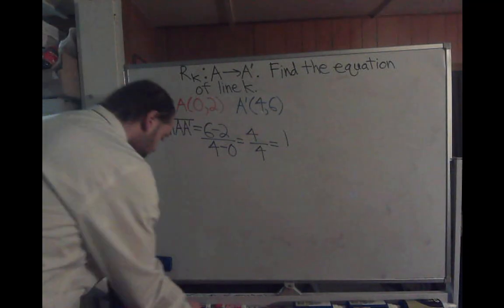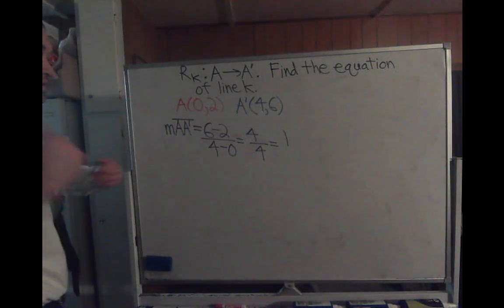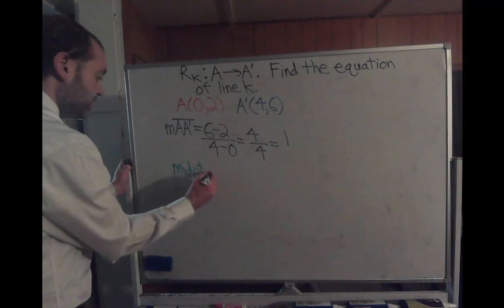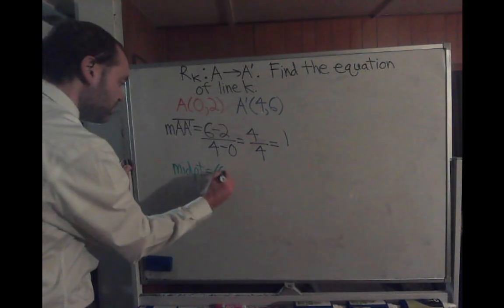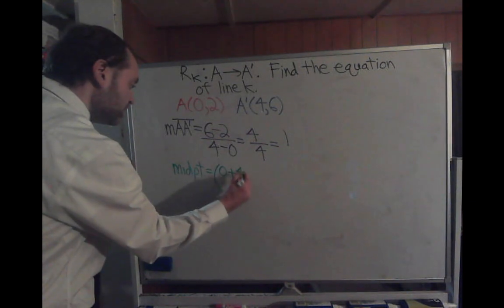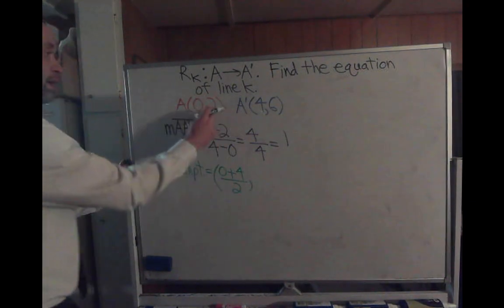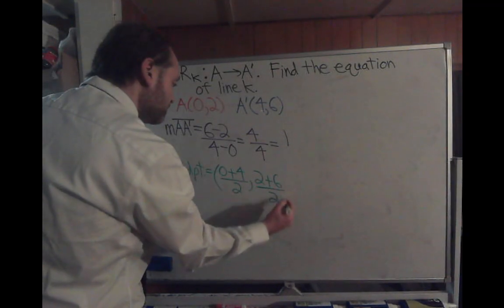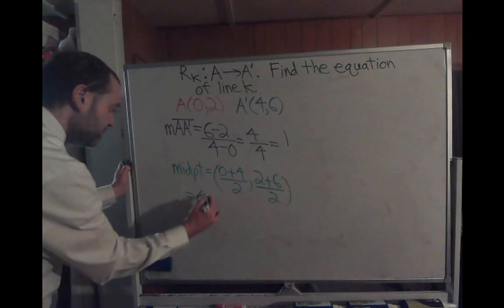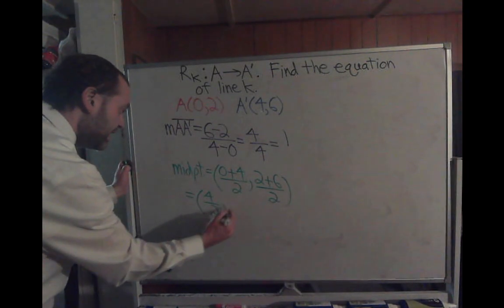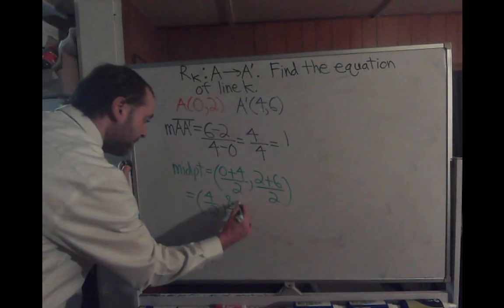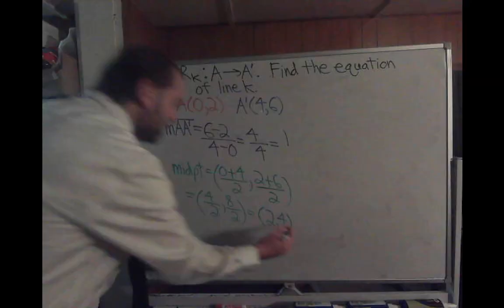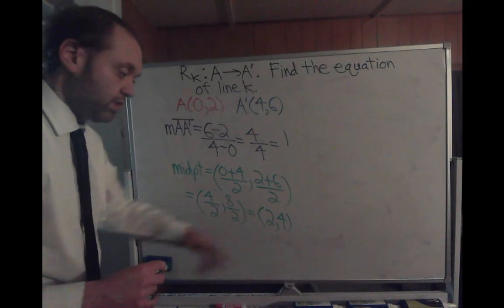Now that we found the slope, find the midpoint of the segment. So to find the midpoint again, we'll put in the midpoint formula. So x1 is 0 plus your x2 is 4, divide that by 2, and then take your y1 of 2 plus your y2 of 6, divide that by 2, which would end up giving you 4 over 2, 8 over 2, which would end up giving you a midpoint of 2, 4. So the midpoint of that segment is located at the coordinate 2, 4.